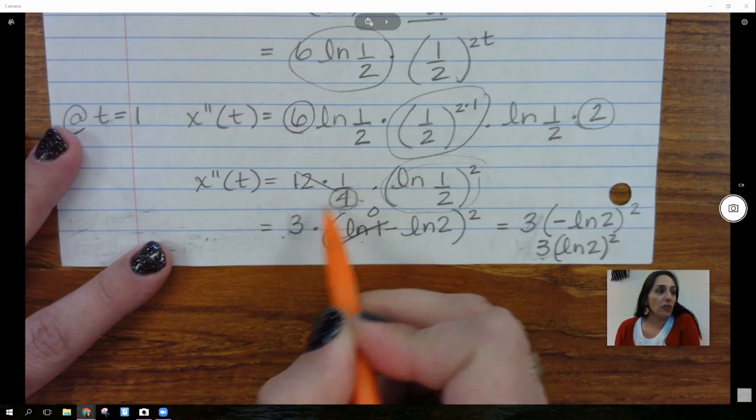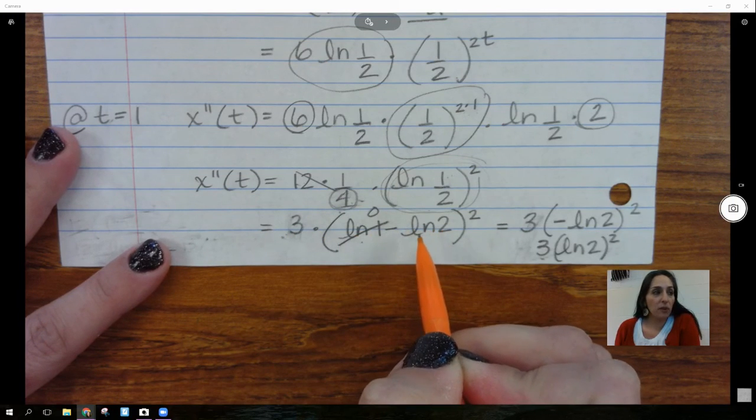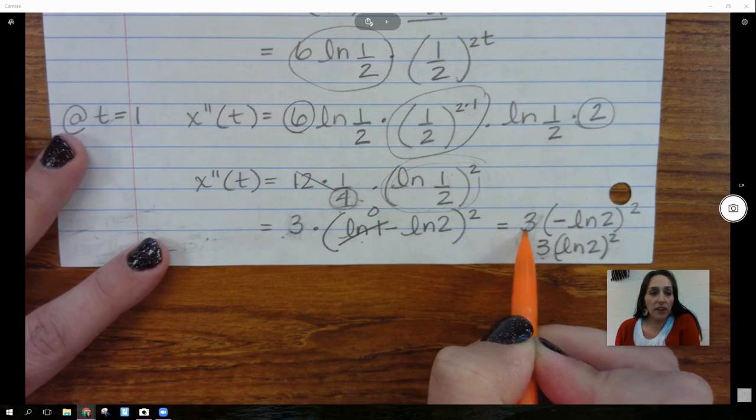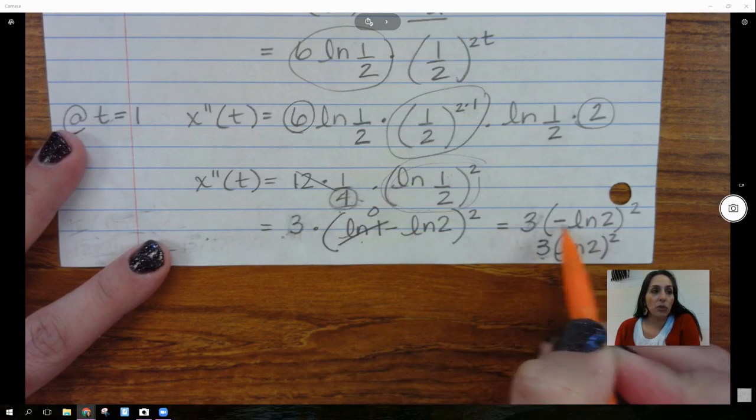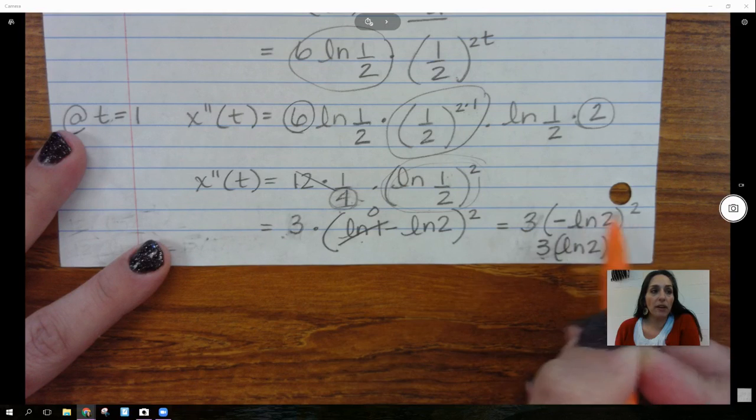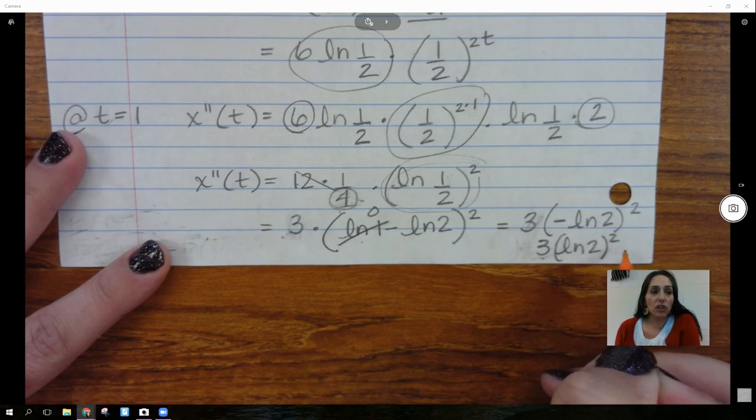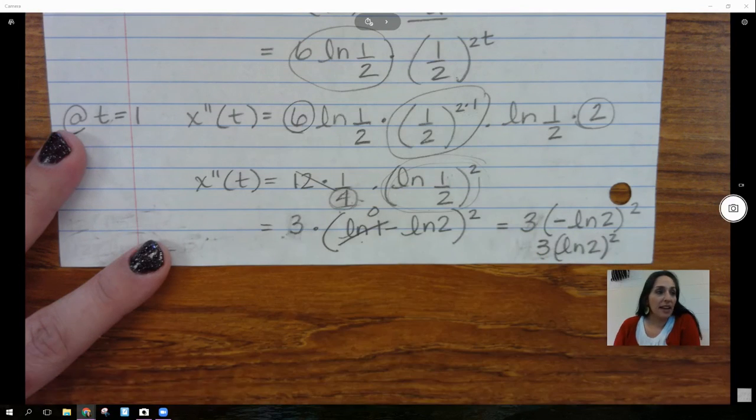So 12 divided by 4 is 3. Still all the same simplifying we were doing before, just a 3 in the front instead of a 6. And then when you square this, like negative natural log of 2 squared, negative squared turns positive, and then it's just natural log of 2 squared times 3. And that's your answer for number 23. Hope that helped.